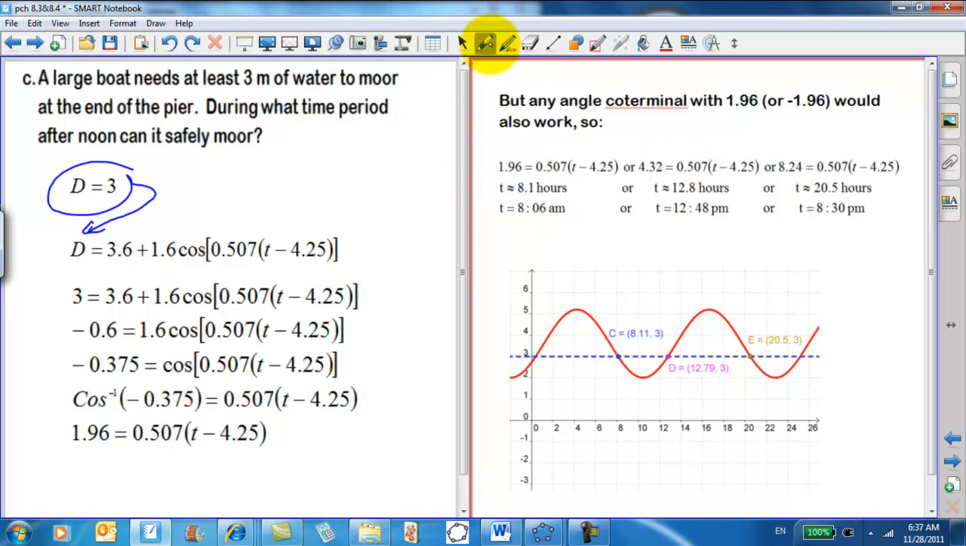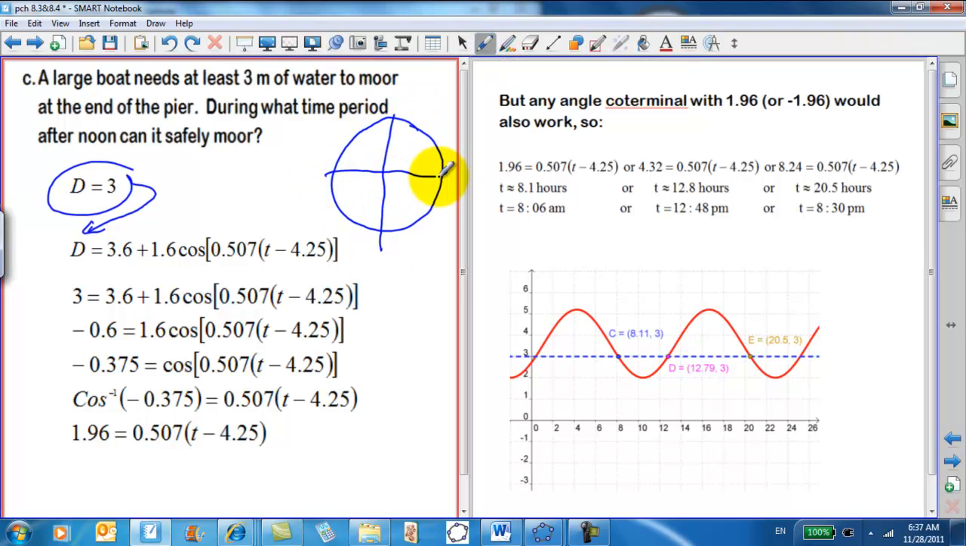And you remember we can judge this from our circle. The calculator just gave this 1.96 answer out here. We said negative 1.96 could also work. But we could also go around the circle completely again. So I added 2 pi onto negative 1.96 to come up with another possible answer, and also added 2 pi onto 1.96 to come up with this answer. When we solve those separately, we get times of 8:06 a.m., 12:48 p.m., and 8:30 p.m.